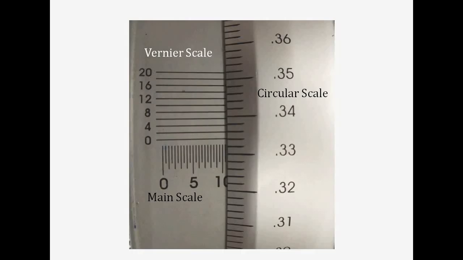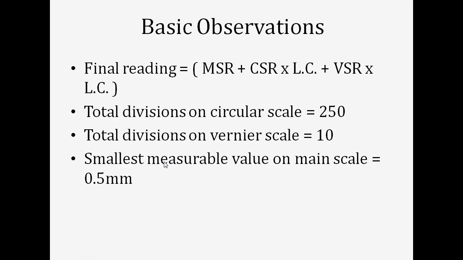As I said, these are the three scales. This one is the main scale, this is the circular scale, and this one is the vernier scale. On the main scale, you'll find that the smallest division value is 0.5 mm. Some basic observations are mentioned here. To calculate the final reading, the formula is main scale reading plus circular scale reading into least count plus vernier scale reading into least count.